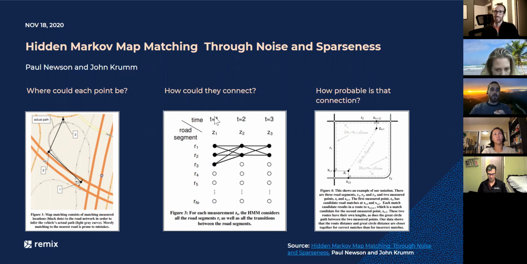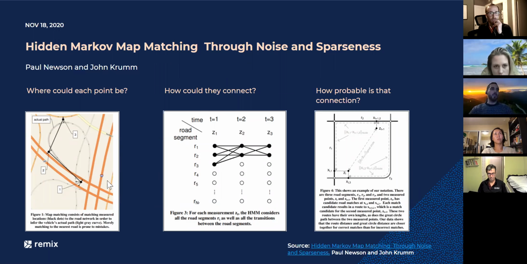Then it analyzes how these points could be connected. So if the first column is point 1, it could be on one of these 3 roads: road 1, road 2, road 3. It could go to road 2 or road 1, and it does all the combinations. And it assigns a probability to these transitions.